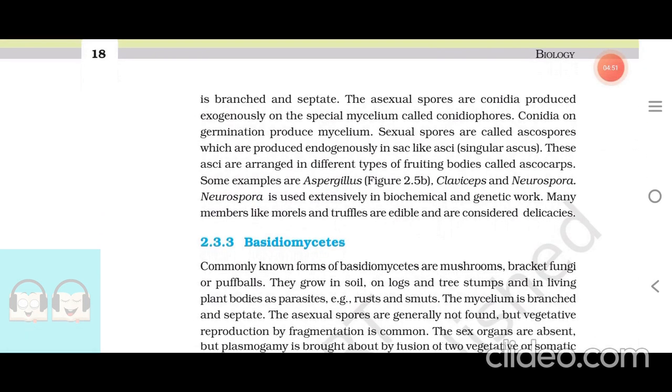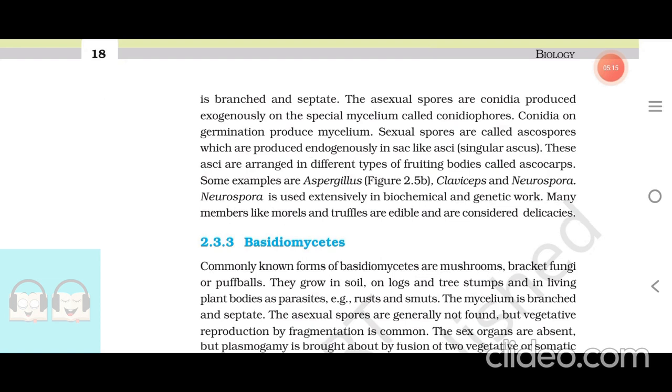The asexual spores are conidia, produced exogenously on the special mycelium called conidiophores. Conidia on germination produce mycelium. Sexual spores are called ascospores, which are produced endogenously in sac-like asci (singular ascus). These asci are arranged in different types of fruiting bodies called ascocarps.